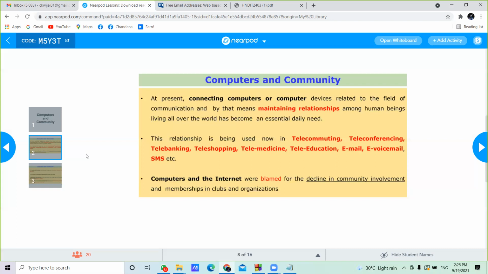Right. Then, okay, you can write down some important points here. Then I will give 1 minute to complete it.